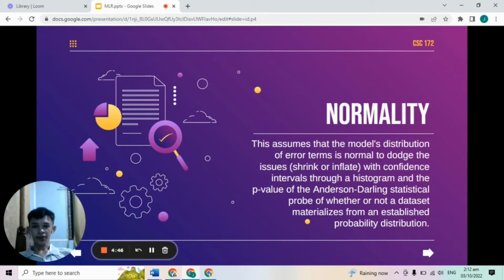Multivariate normality. This assumes that the model's distribution of error terms is normal to dodge the issues with confidence intervals, which might sink or inflate. Through a histogram and the p-value of the Anderson-Darling statistical probe of whether or not a dataset materializes from an established probability distribution.